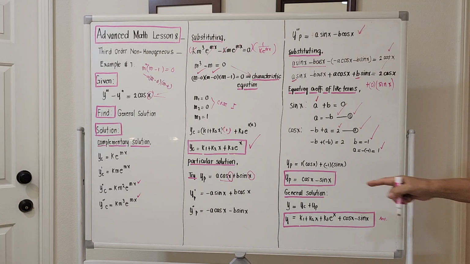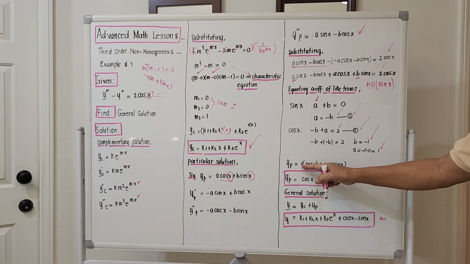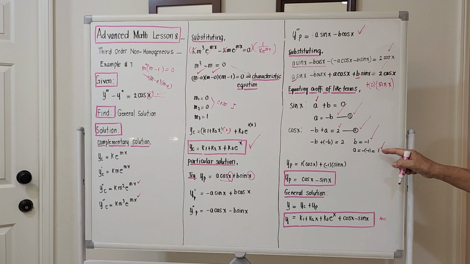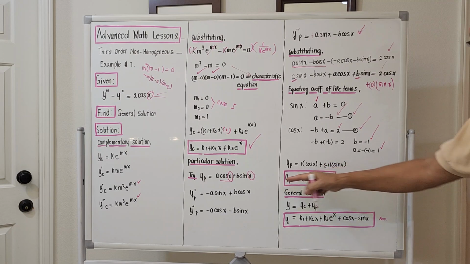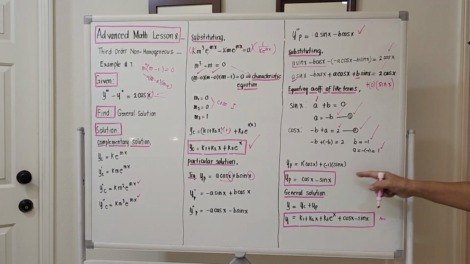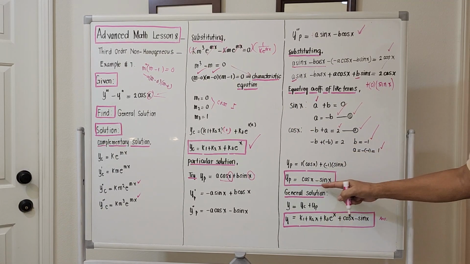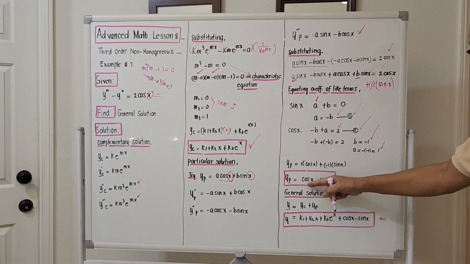So the particular solution now will be equal to a, which is 1, times cosine of x, plus the value of b, which is negative 1, times sine of x. Therefore, the particular solution now will be cosine of x minus sine of x. Plus minus becomes minus. Okay, so y particular will be cosine of x minus sine of x.